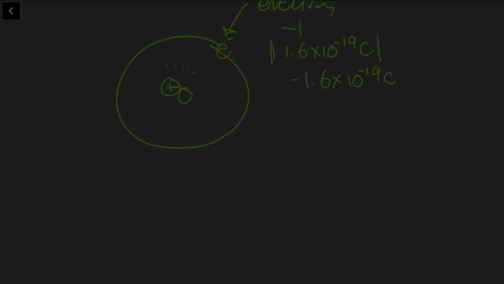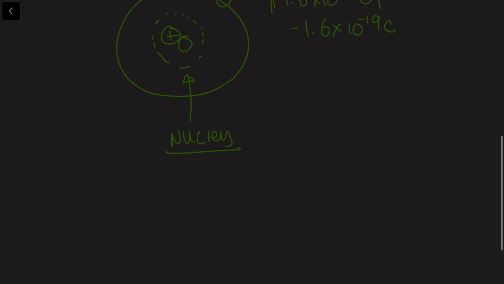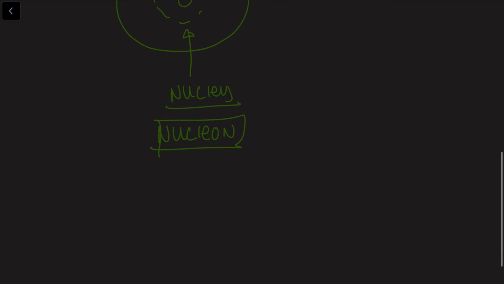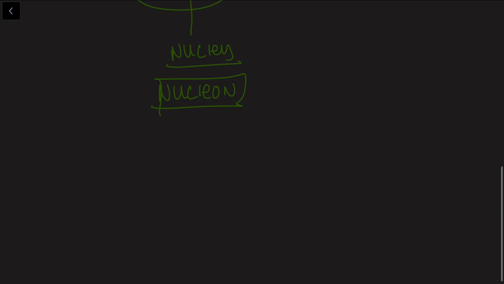Now, in here, which I'm just drawing the dot around, is what we're going to call the nucleus of the atom. So we've got the nucleus, and things inside the nucleus of an atom are called a nucleon. Now, this is an important word to remember. You must know what a nucleon is. And basically, a nucleon is something inside the nucleus, which is a proton or a neutron.